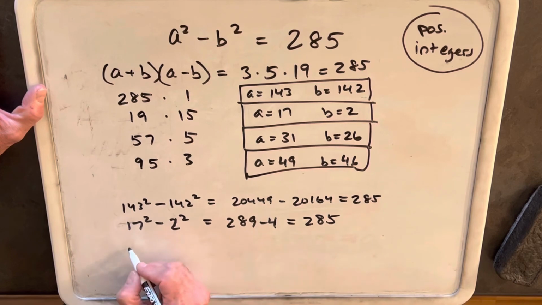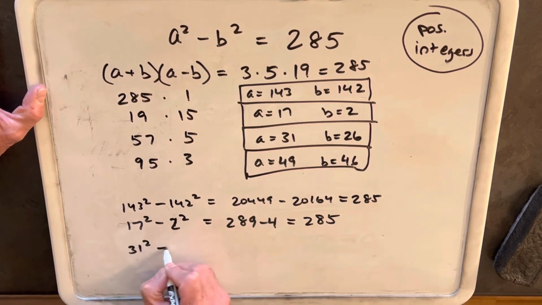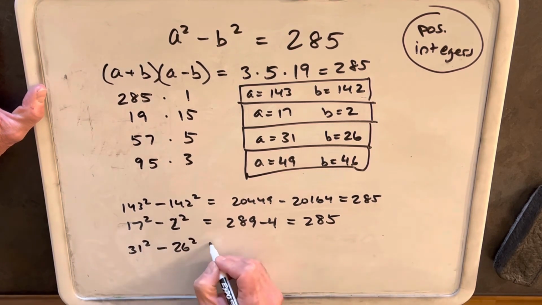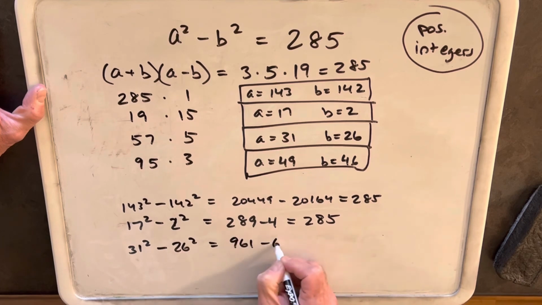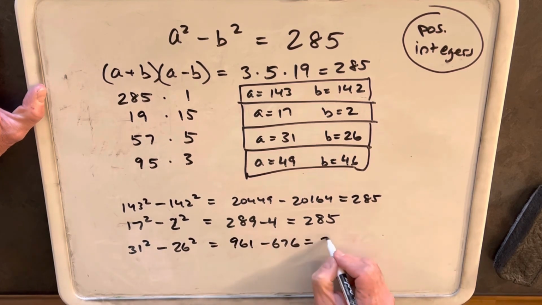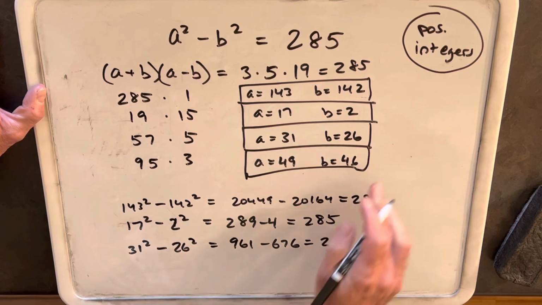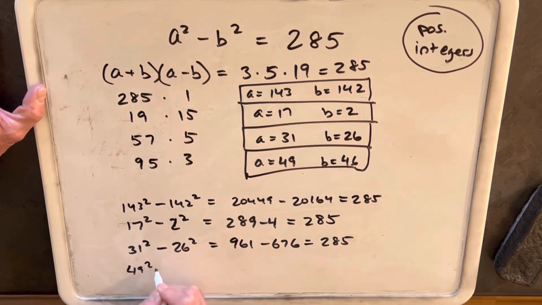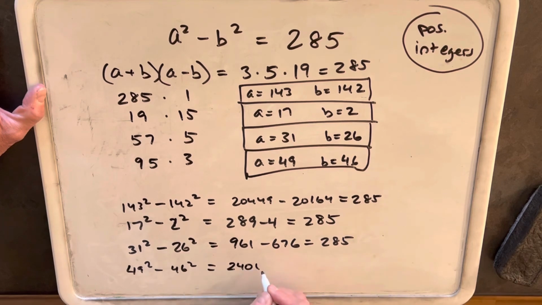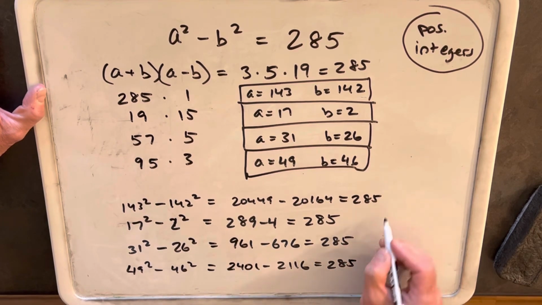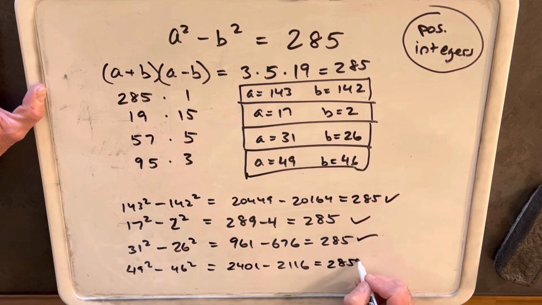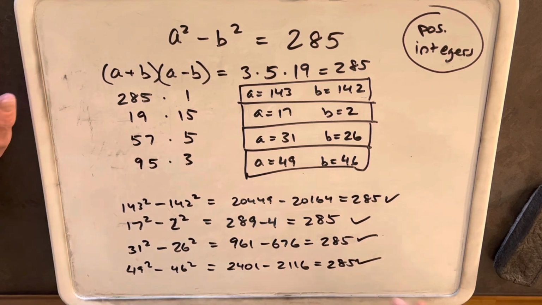Then for the third one, 31 squared minus 26 squared is 961 minus 676 equals 285. Then for the last one, 49 squared minus 46 squared is 2401 minus 2116 equals 285. And that's it. Just thought it was an interesting problem.